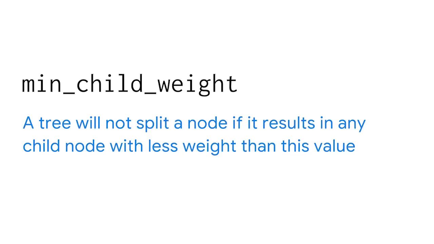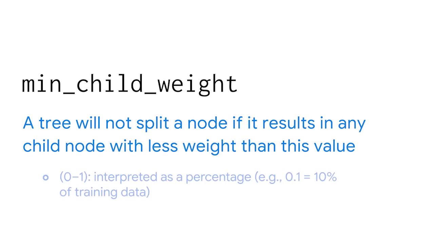The last hyperparameter we'll examine is very similar to min samples leaf from decision trees, but it has a different name. It's called min child weight. A tree will not split a node if it results in any child node with less weight than what you specify in this hyperparameter. Instead, the node would become a leaf. This is a regularization parameter, so values that are too high cause the model to underfit the data. The range of this setting is 0 to infinity.